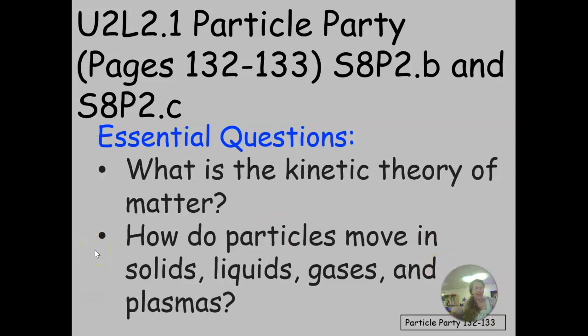So the first part of the lesson about temperature is called particle party. So unit 2, lesson 2.1. The essential questions here are, what is the kinetic theory of matter? And how do particles move in solid, liquids, gases, and plasmas? And this part should be reviewed for you from Intro to Matter.